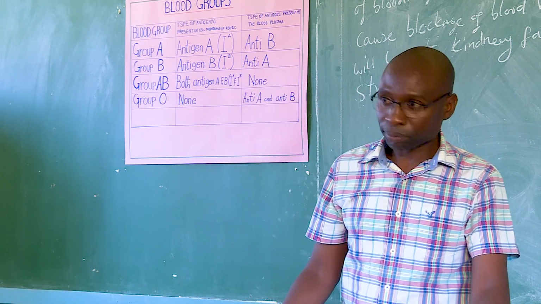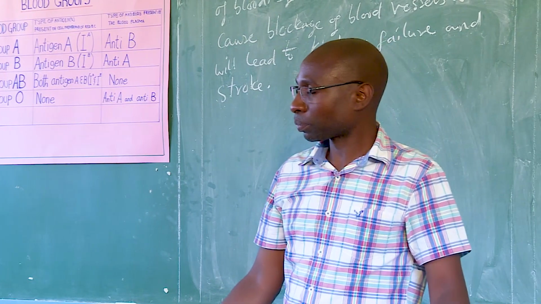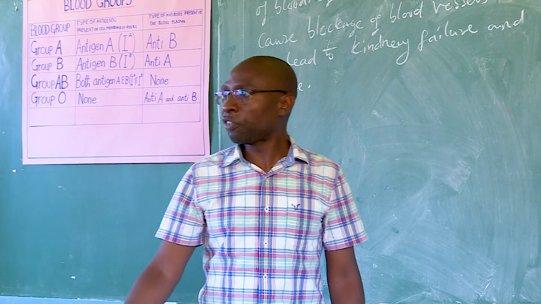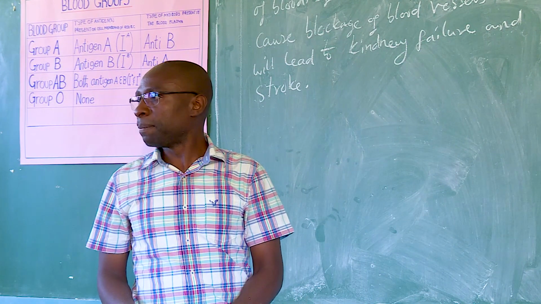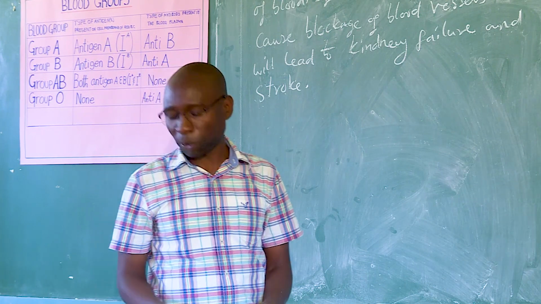Due to agglutination, what happens to the blood vessels? When there's agglutination, if it's too much, the blood vessel can be damaged. It can be damaged once it has been blocked.